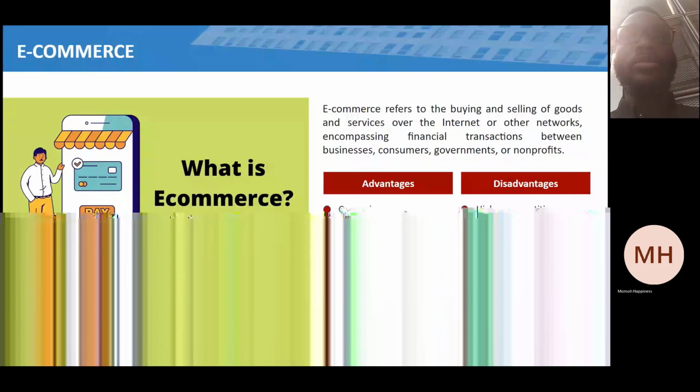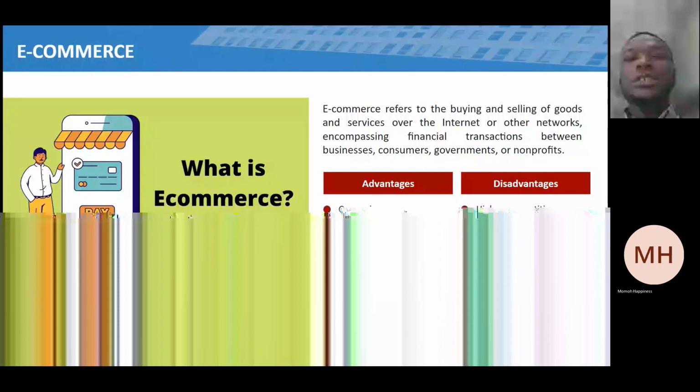So I'm Ahmed Suluka and I'll be talking about e-commerce. So basically, e-commerce refers to the buying and selling of goods and services over the internet and other networks. And as you can see, we have the likes of Funga, Jumia, whereby you can order goods or services online and of course you get it delivered to your doorstep.